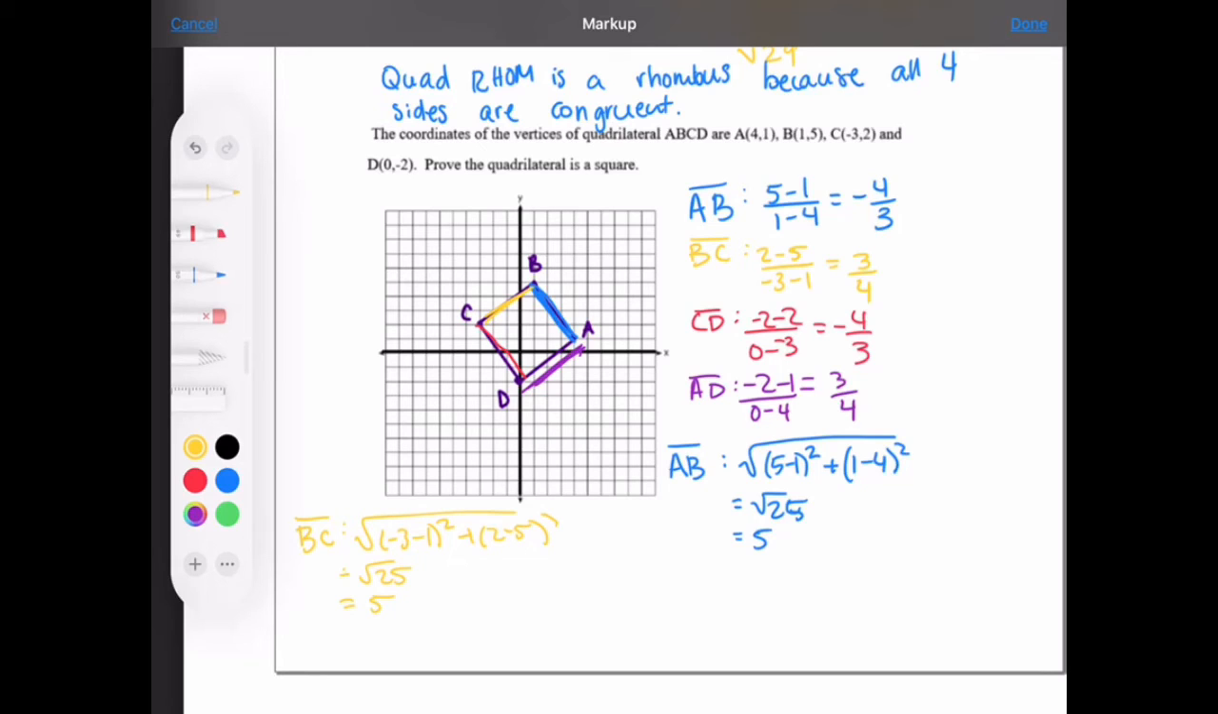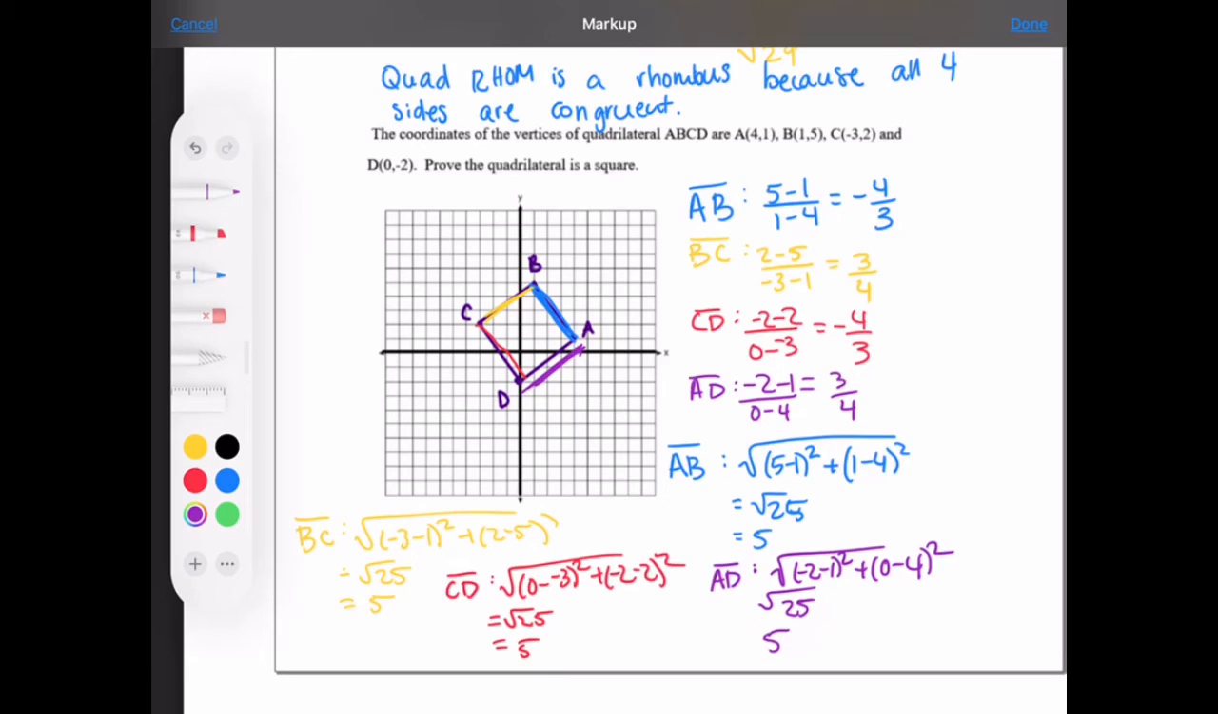Then if we look at CD, square root of 0 minus -3 squared plus -2 minus 2 squared, which gives us 5. And last but not least, for AD, we'll get the square root of -2 minus 1 squared plus 0 minus 4 squared, which is, again, 5.